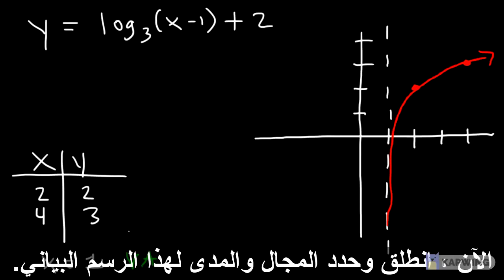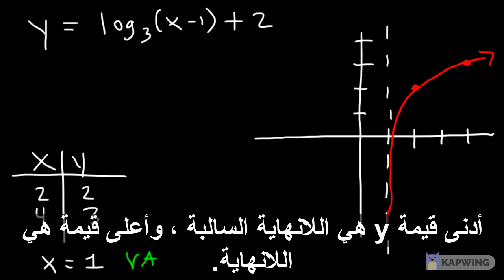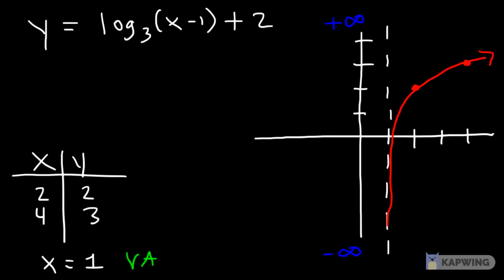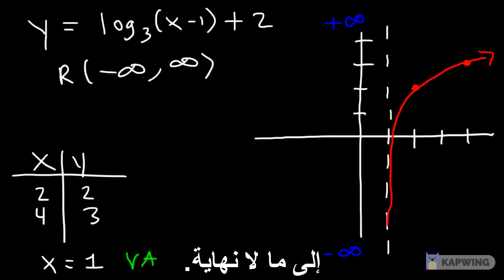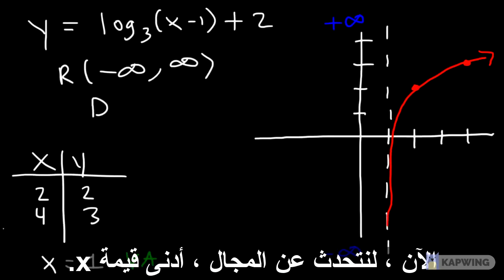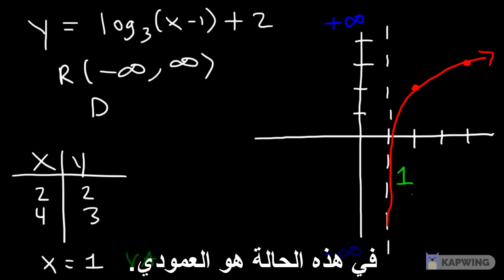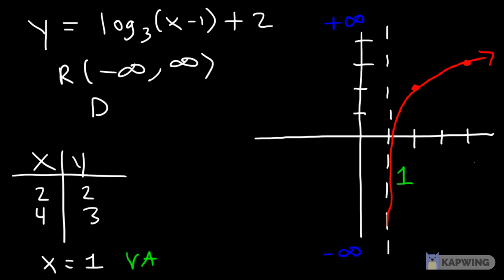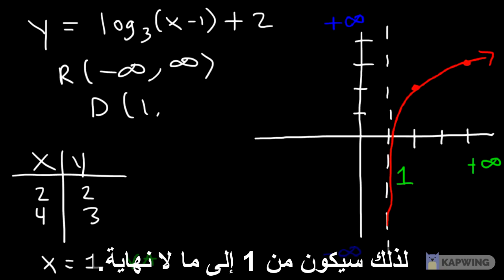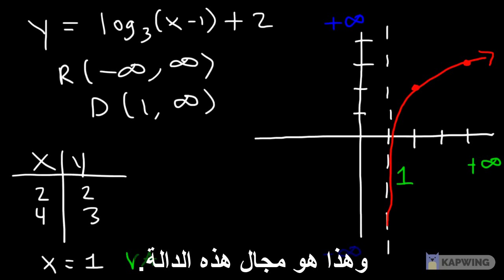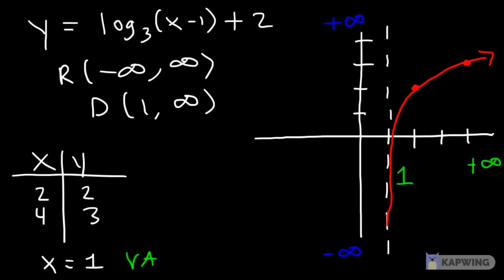Now go ahead and identify the domain and the range for this graph. The lowest y value is negative infinity, and the highest is infinity. So the range is always going to be all real numbers, negative infinity to infinity. Now let's talk about the domain. The lowest x value, in this case, is the vertical asymptote, it's 1. The highest is positive infinity. So it's going to be from 1 to infinity. And so that's the domain for this function.